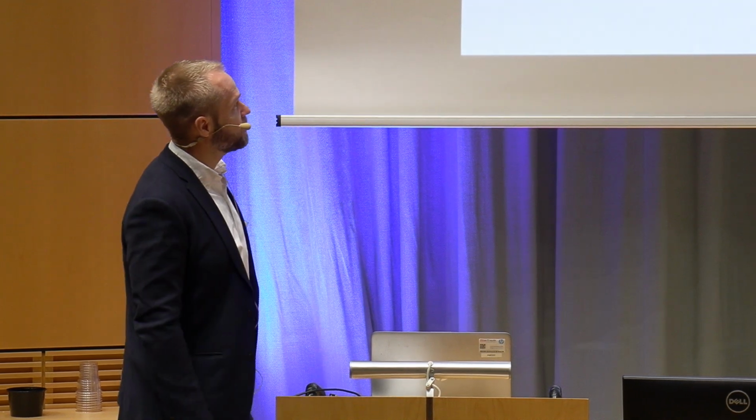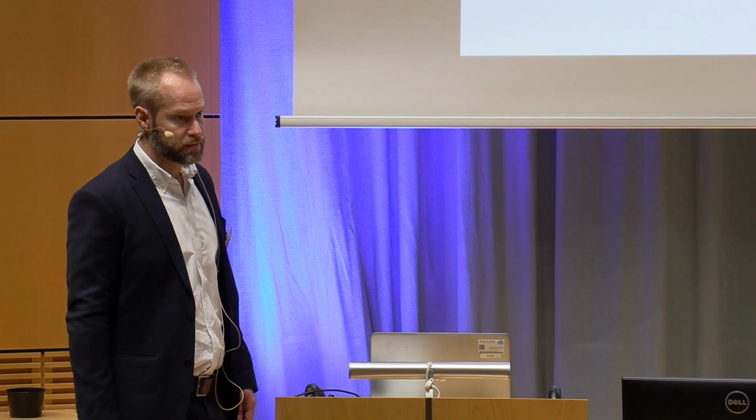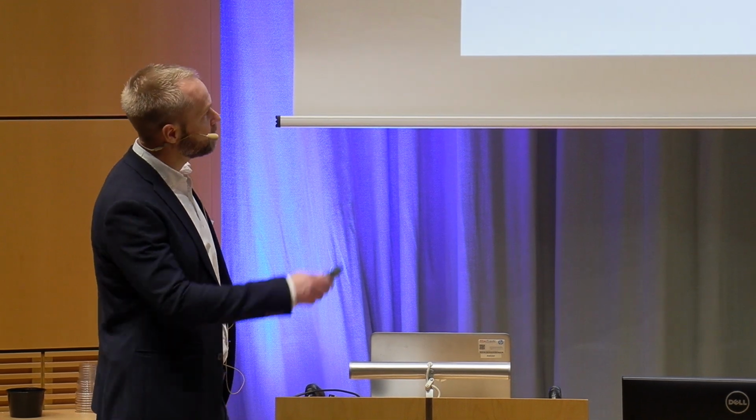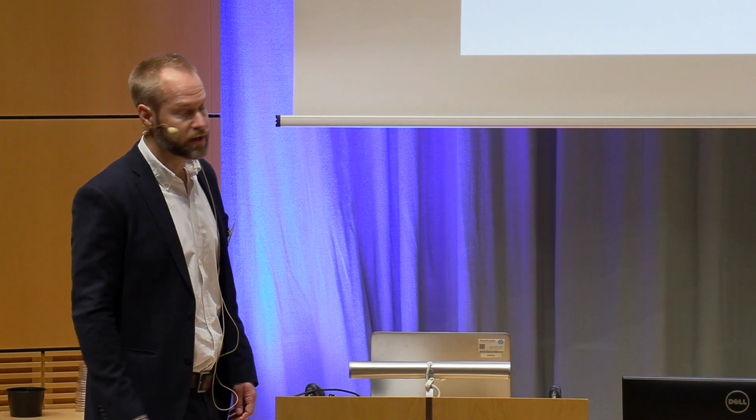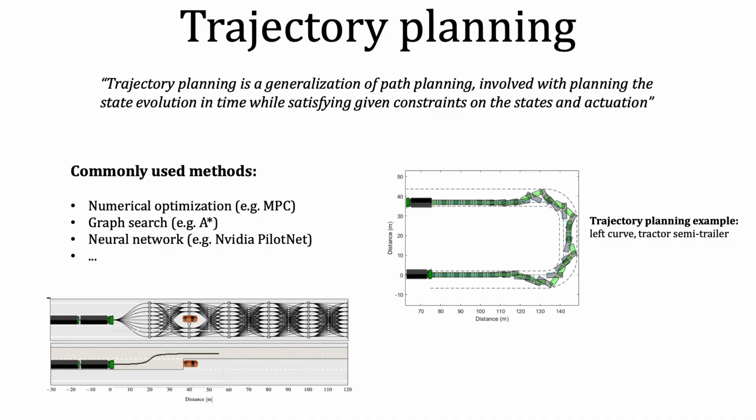So this is just a brief overview of the TSM area and the TSM challenges. I will focus now a little bit more on the motion planning and trajectory planning. So what is trajectory planning? One way to express it is to say that trajectory planning is a generalization of path planning involved with planning the state evolution in time while satisfying given constraints on states and actuation.